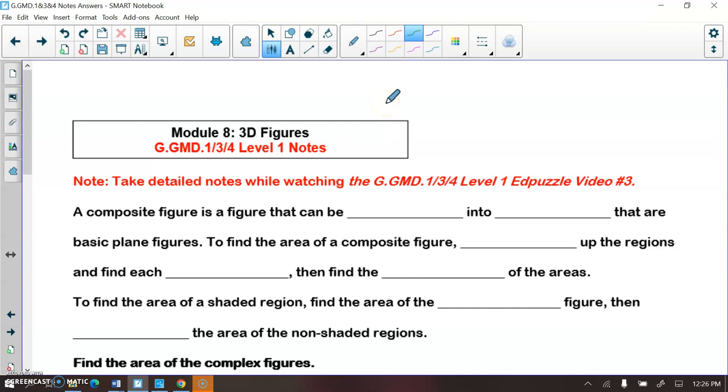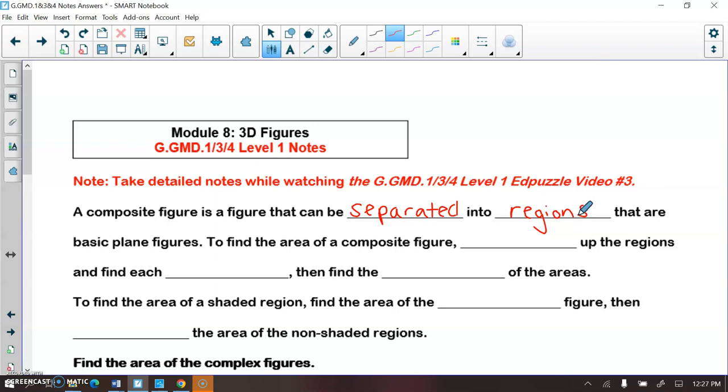All right, a composite figure is a figure that can be separated, whoops, spelled separated wrong, into regions that are basic plane figures. So basically you can split them up into different shapes.